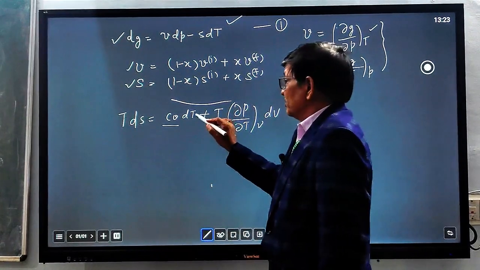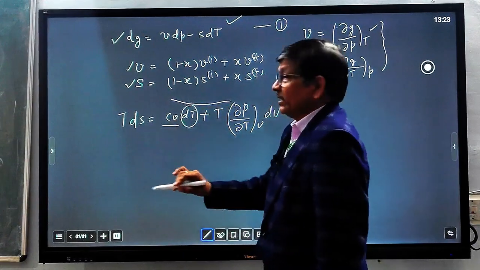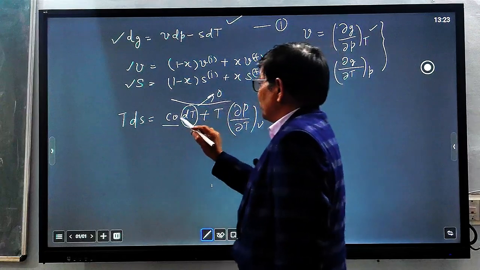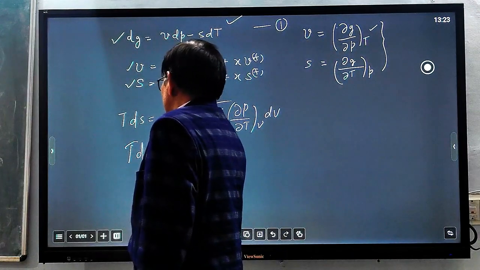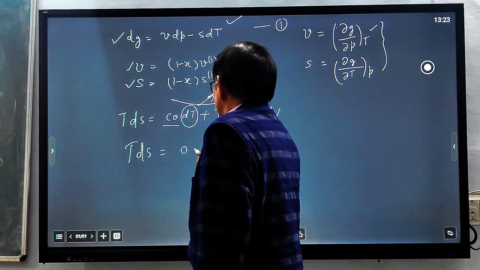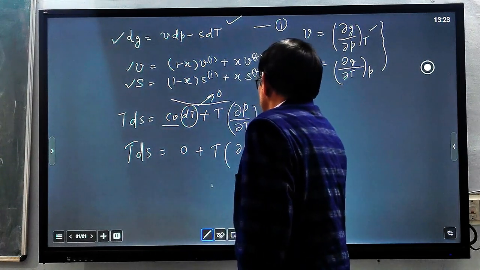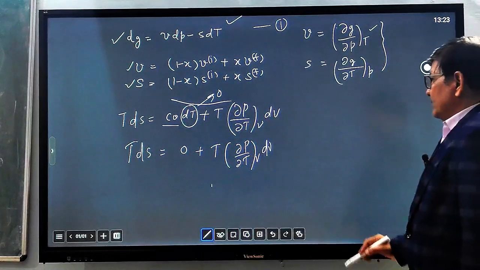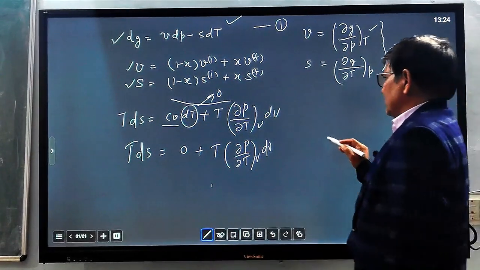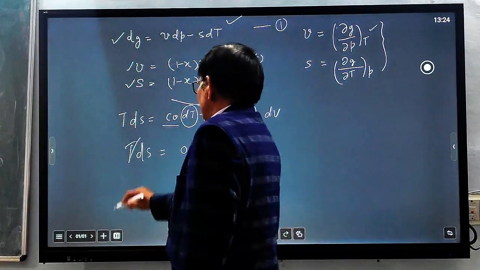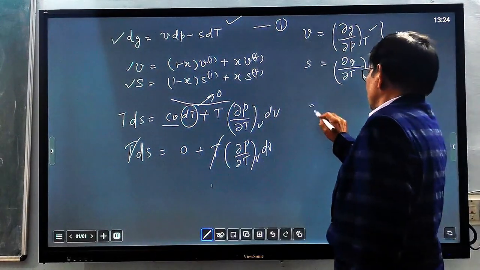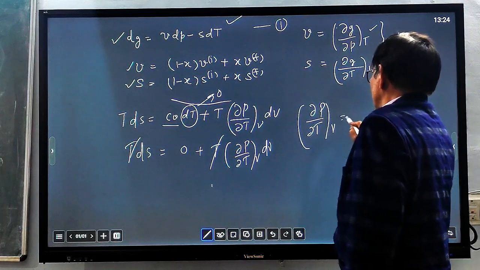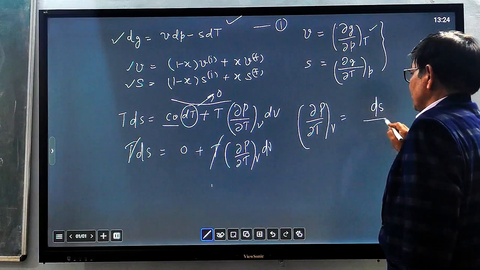So during phase transformation dT remains 0 because T remains constant, so dT will become 0. So this term becomes 0. So in the equation you will get TdS equal to 0 plus T (del P over del T) at constant V dV. Now you can say what is TdS? (del P over del T) at constant V equal to dS, the change of entropy, upon dV.